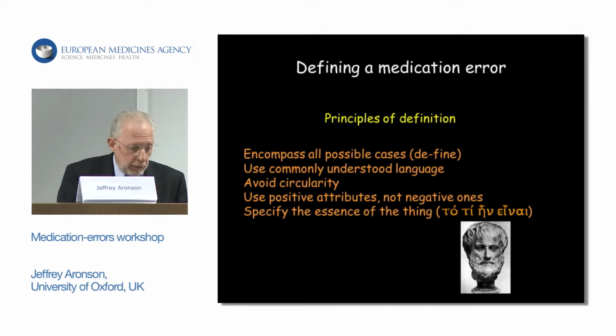It should not include things that are not relevant or not immediately relevant. For example, the people involved in making the errors. It should, if possible, use commonly understood language. It's not always possible in technical definitions to do that, but one should strive to do so. One should, as I've said, avoid circularity. One should use positive attributes, not negative ones. For example, one would not define wisdom as the absence of folly. One should say what wisdom is, not what wisdom is not. That's an important principle. And finally, one should try to specify the essence of the thing.